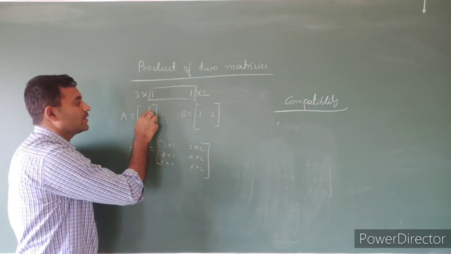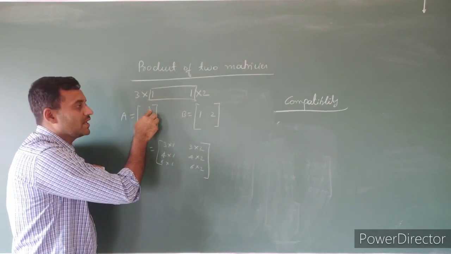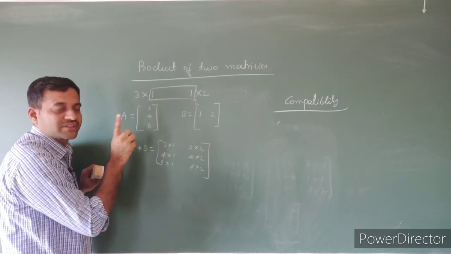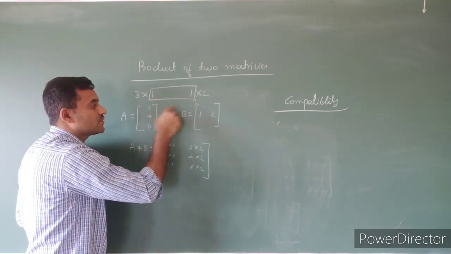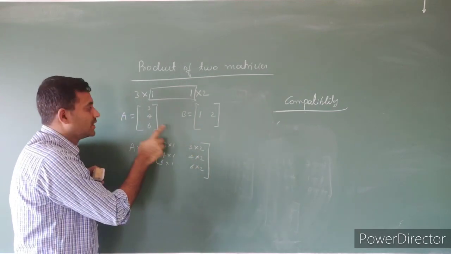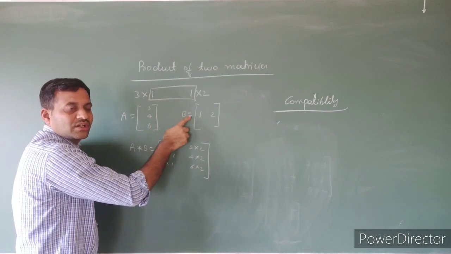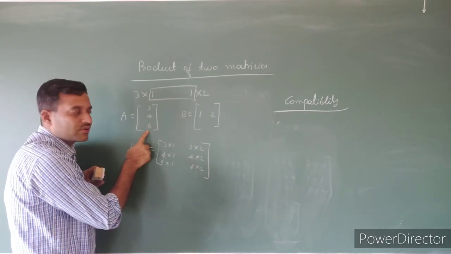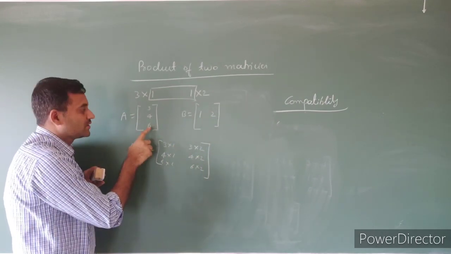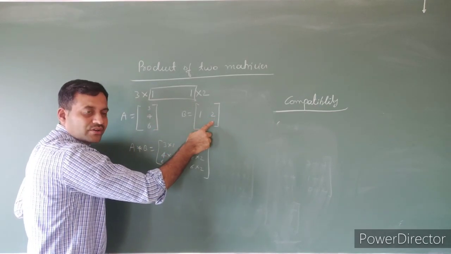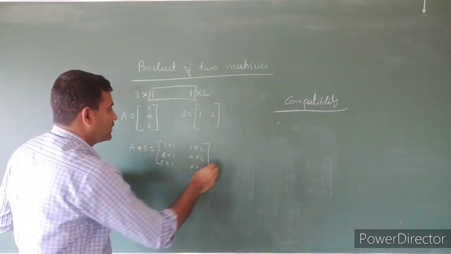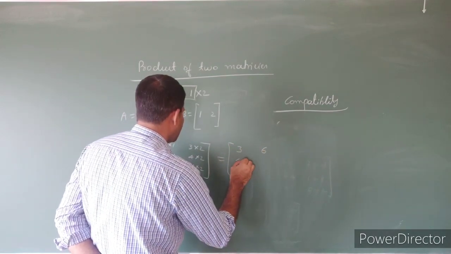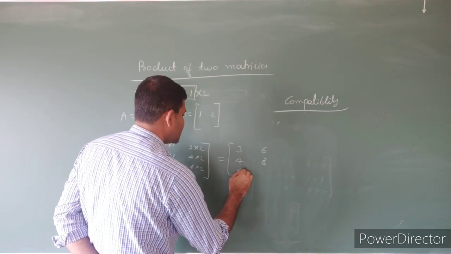Here we have only one element in the first row, 3, and only one element in the column, hence 3 into 1. It returns the first element. 3 into 2: first row, second column, second element. Third: second row, first column, third element. Second row, second column, fourth element. Third row, first column, fifth element. Third row, second column, that is the sixth element. Then the result is 3, 6, 4, 8, 6, 12.